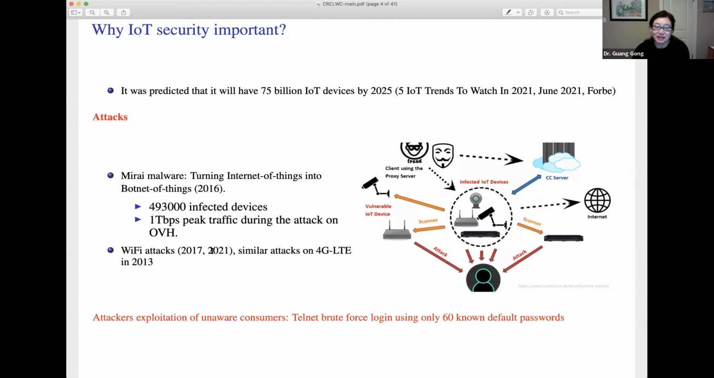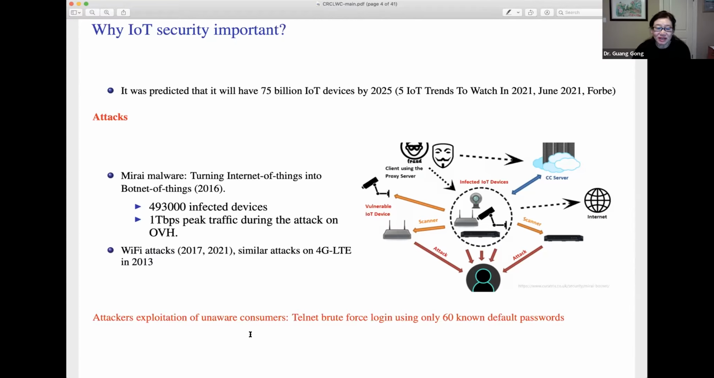Then there are also Wi-Fi attacks. Those, I think, did not really shut down the network. Those just found more like vulnerabilities. People found those attacks in 2017 and again last year. However, similar attacks we found can be launched against 4G LTE as early as 2013. Okay, but what's the problem here?